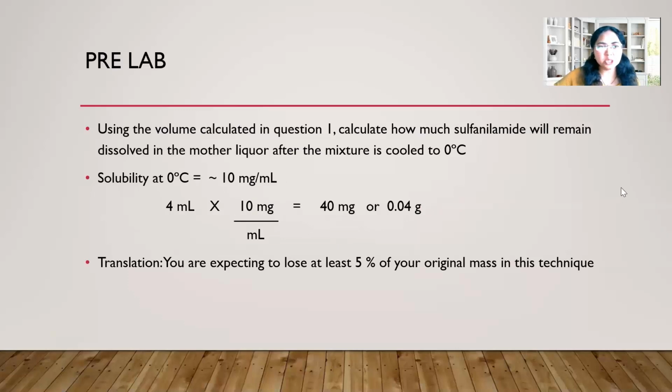For the second question, using the volume calculated in question 1, calculate how much sulfanilamide will remain dissolved in the mother liquor after the mixture is cooled to 0 degrees. This is the calculation, and you should expect to lose at least 5% of your original mass in this technique. So this is the solution.